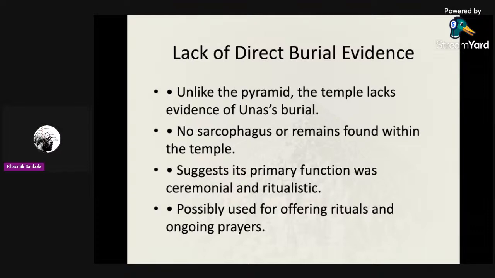Inside the temple itself, there's no evidence that it was used for burials. There was no sarcophagus found inside the temple, and there's all sorts of evidence to suggest that it was a ceremonial place. The Temple of Unas, not the pyramid, but the Temple of Unas, was ceremonial, meaning that it was ritualistic, and they were performing ceremonies and rituals inside this temple.